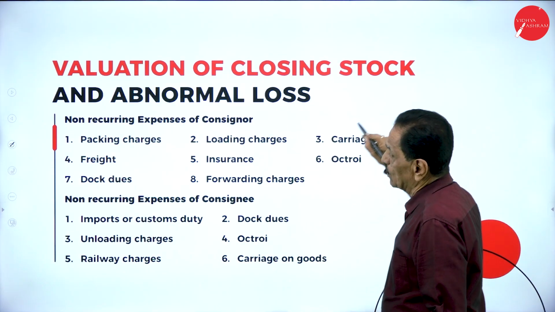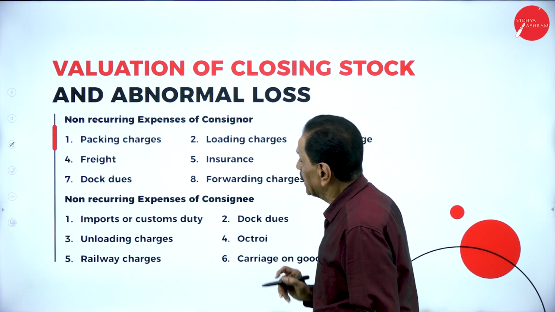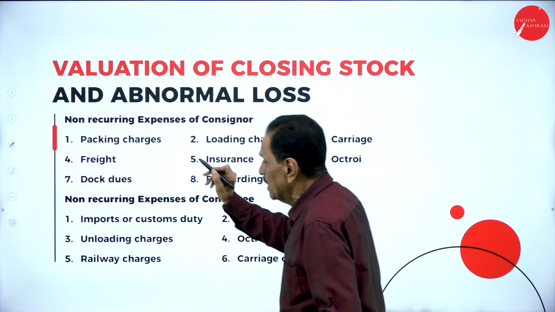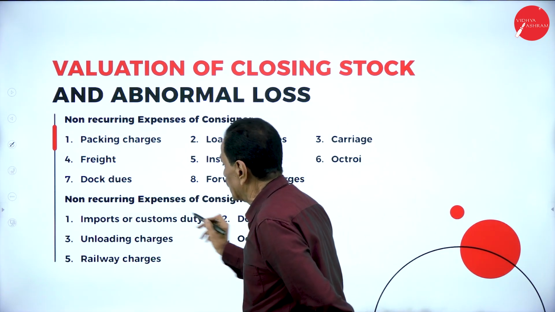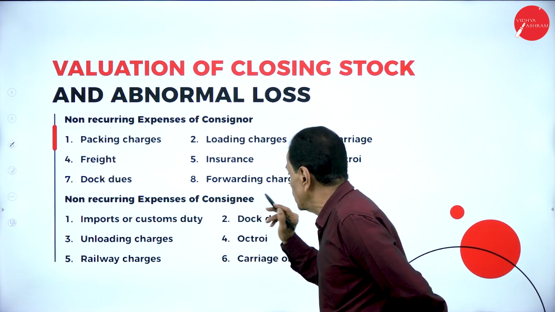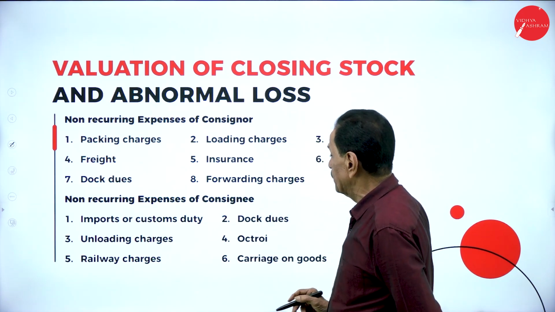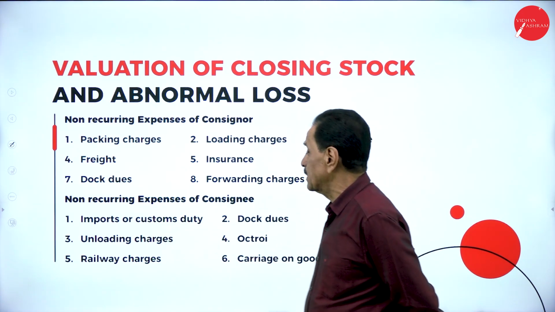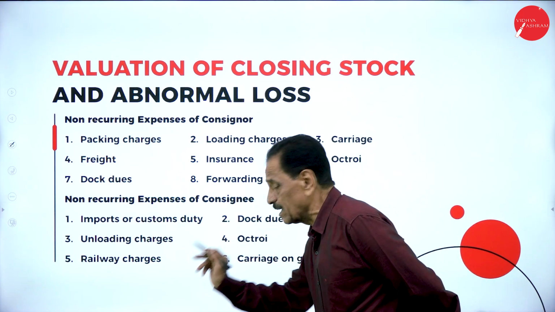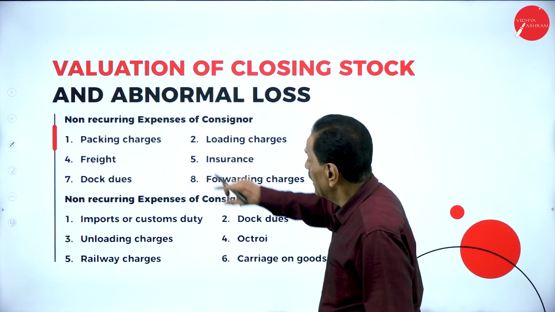Valuation of closing stock and abnormal loss. Non-recurring expenses of the consignor: packing charges, loading charges, carriage, freight, insurance, octroi, dock dues, forwarding charges. Non-recurring expenses of the consignee should also be added: import or customs duty, dock dues, unloading charges, octroi, railway charges, and carriage on goods. I will explain why we have taken these.